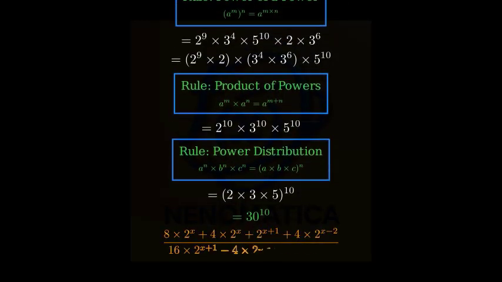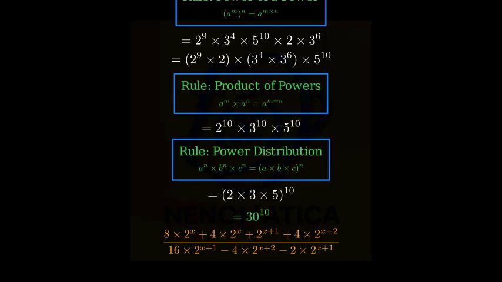Now, let's move to our second example. We need to simplify this expression. 8 times 2 to the power of x plus 4 times 2 to the power of x plus 2 to the power of x plus 1 plus 4 times 2 to the power of x minus 2, all divided by 16 times 2 to the power of x plus 1 minus 4 times 2 to the power of x plus 2 minus 2 times 2 to the power of x plus 1.